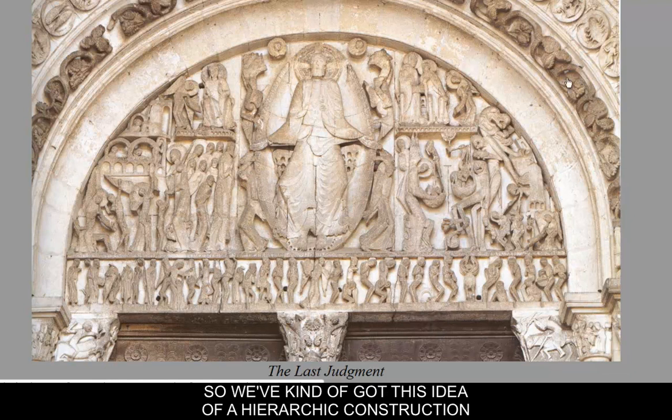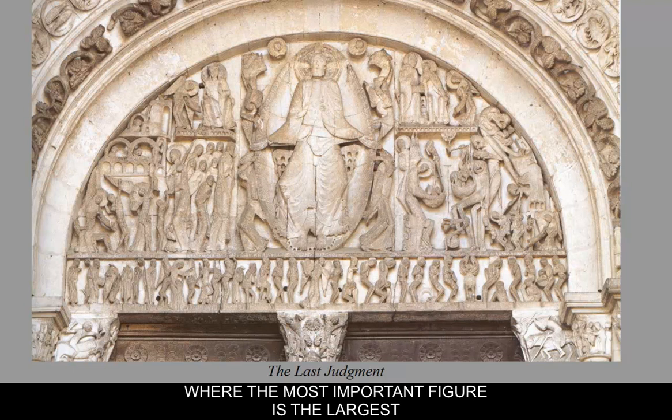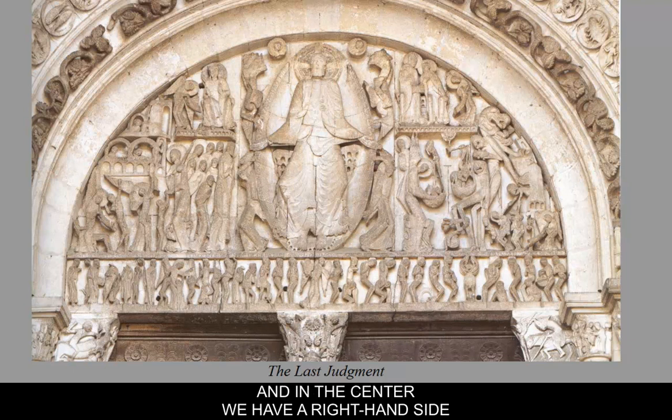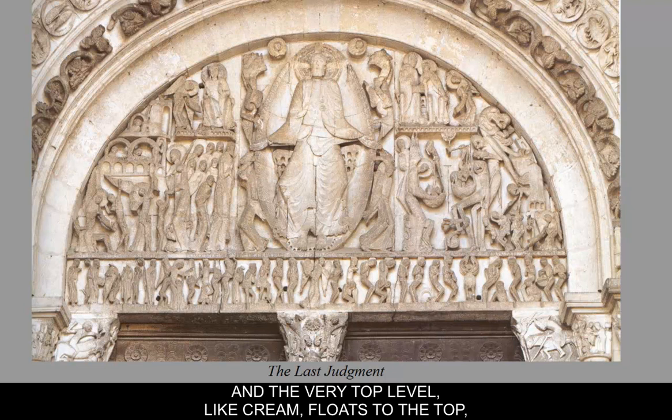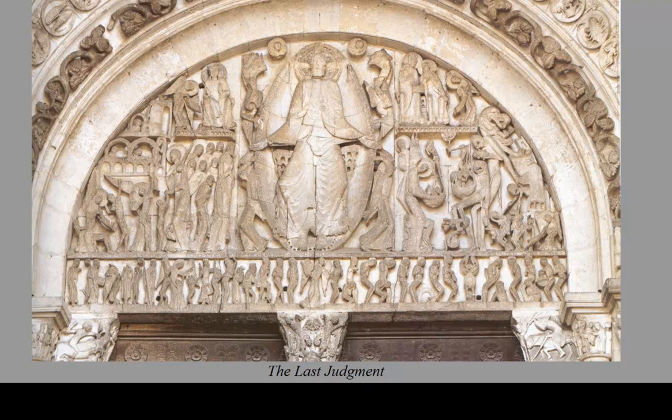So we've kind of got this idea of a hierarchic construction where the most important figure is the largest and in the center. We have a right-hand side, which is the saved, and it's the right-hand side of Jesus, not our right. And the left-hand side indicates damned, and we can actually see that with the scales because the demons are on the left-hand side. And the very top level, like cream, floats to the top. That's the realm of heaven. So we're going to zoom in a little bit on some of these details and talk a little bit more about it.